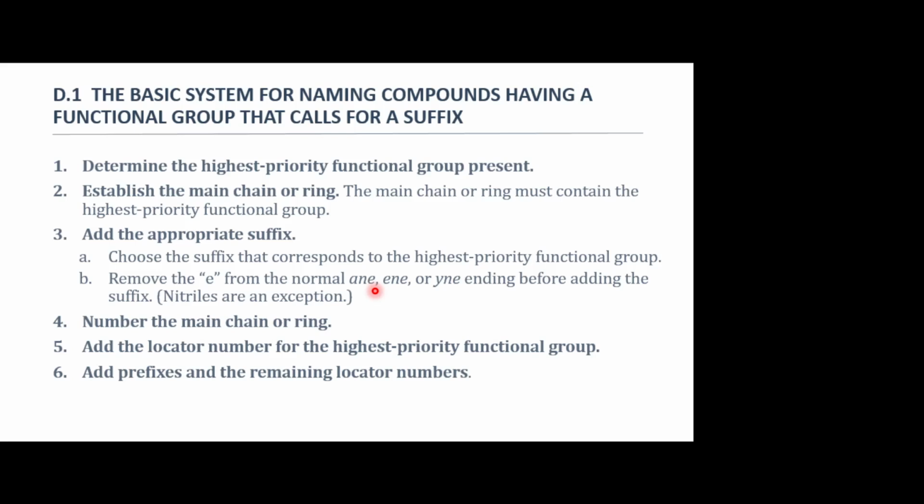We add the appropriate suffix. You choose the suffix that corresponds to your highest priority functional group. You remove the E from the normal ane, ene, yne. By the way, this is why you get enols. That's a functional group, ol. You get ene from the parent name, right? Which is the double bond. And then we'll add that suffix that corresponds to that functional group.